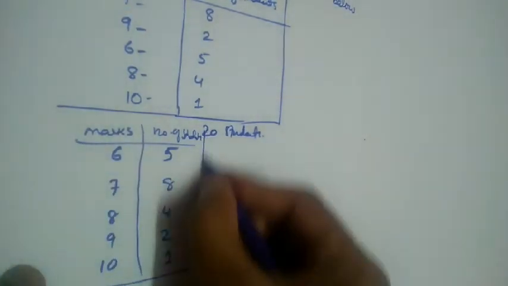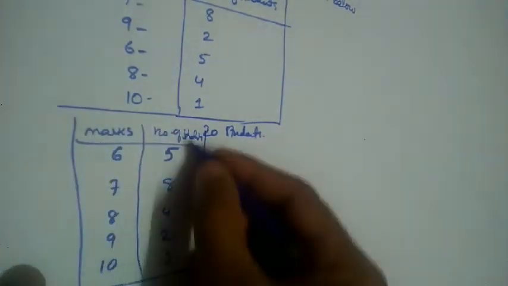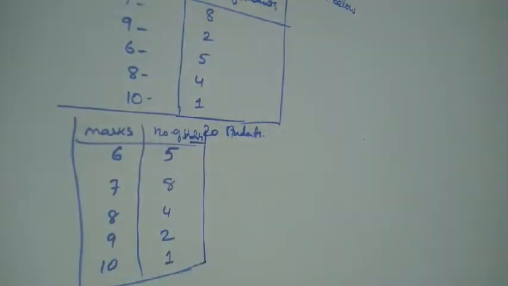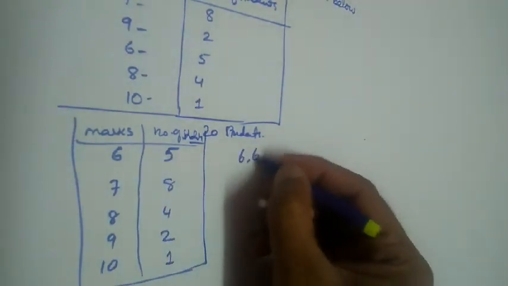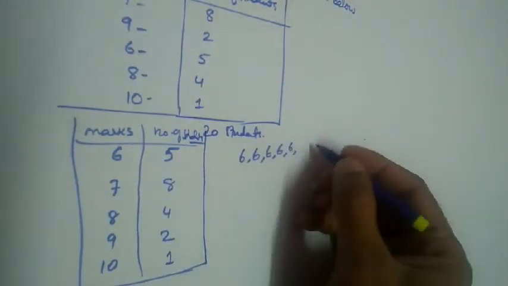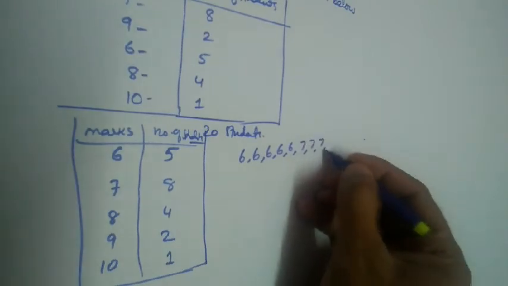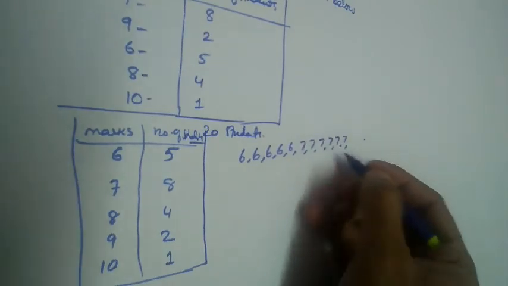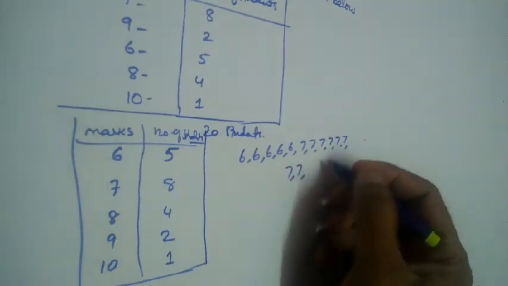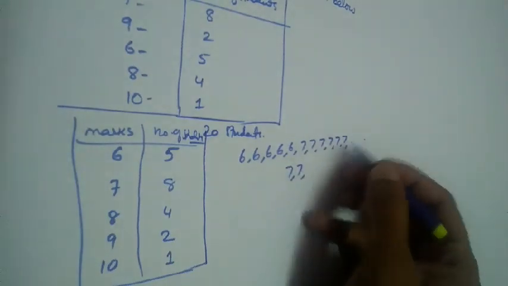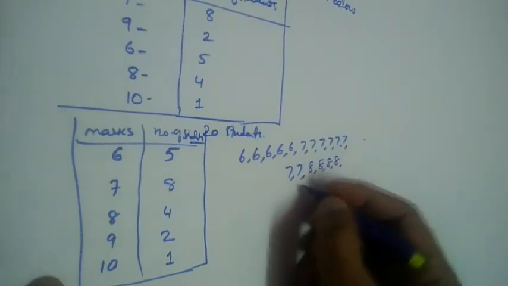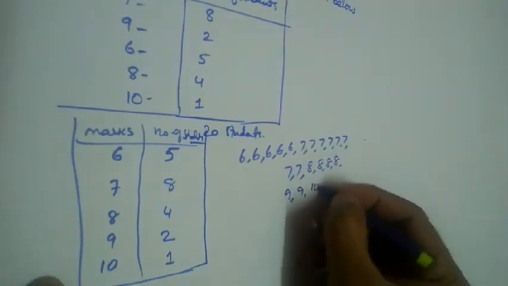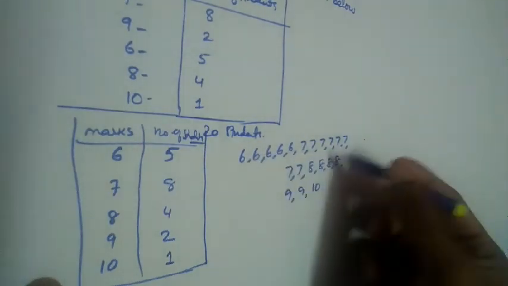Now, there are two methods of solving this problem. We can write 6 five times like this, 6 6 6 6 and 6, and then 7 eight times, 1 2 3 4 5 6 7 8, and 8 four times, 1 2 3 4, and then 9 two times, and then 10 one time, and then we can find the middle value, right?